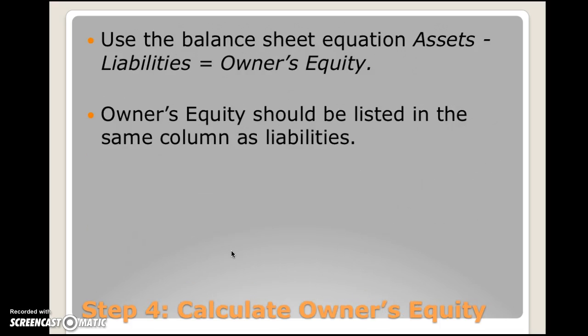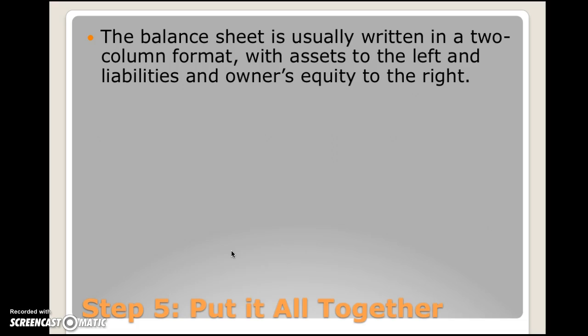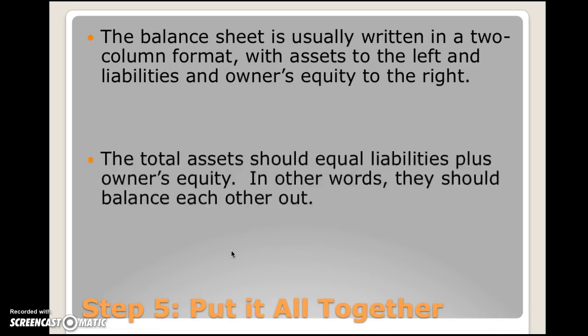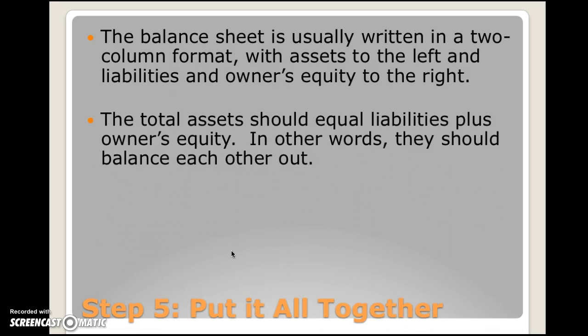In step 4, we have to calculate our owner's equity, and we have to use our balance sheet equation to do this. Assets minus liabilities will give us our owner's equity, which should be listed in the same column as our liabilities. Finally, in step 5, we have to put everything together. The balance sheet is usually written in a 2-column format with assets all on the left and owner's equity and liabilities on the right. The total assets must equal liabilities plus owner's equity. In other words, everything on the left has to balance out with everything on the right.